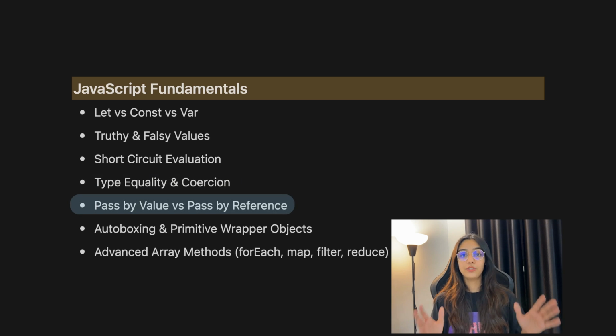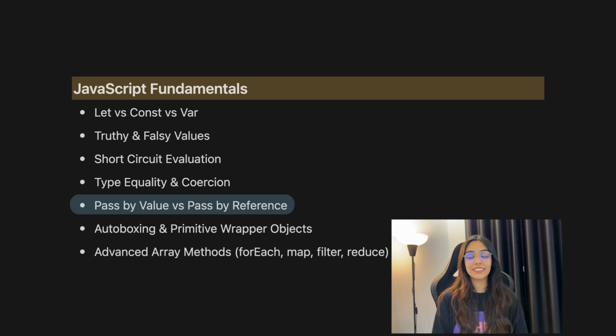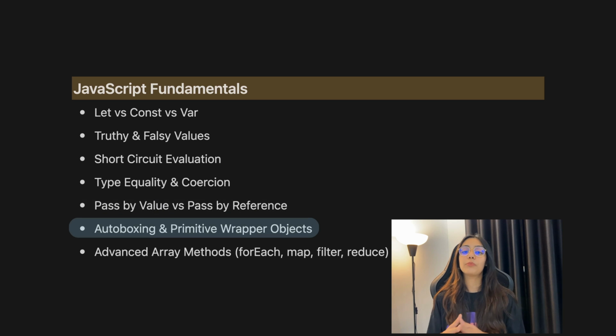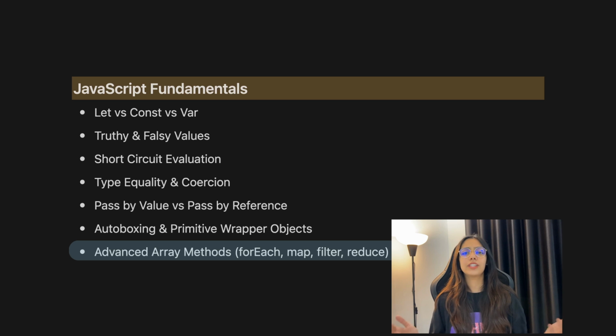Then you have pass by value and pass by reference. Again, this is a very crucial topic. If you don't understand this, then you are going to end up scratching your head and wondering why things are not working as expected. Then you have auto boxing and primitive wrapper objects, as well as learning some advanced array methods. So I'm talking about higher order array methods here, like for each, map, filter, and reduce.